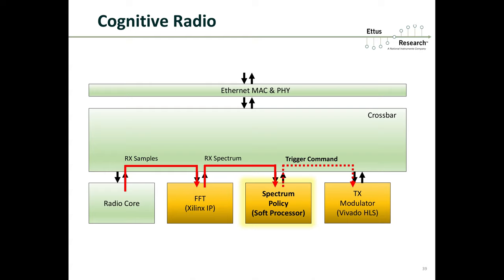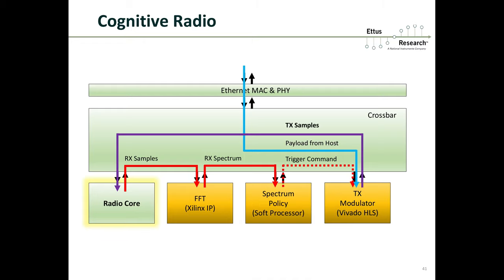When the spectrum policy block sees something of interest, say, for example, energy in a specific bin, or energy across multiple bins, perhaps averaged over some time period, then it sends a trigger command to the TX modulator block, which in this example was created from C++ code using Vivado HLS. When the TX modulator block receives the trigger command, it obtains a payload of specific IQ samples from the host. Upon receipt of the payload, the TX modulator block then immediately transmits those samples at some prescribed sampling rate, RF frequency, and gain value.